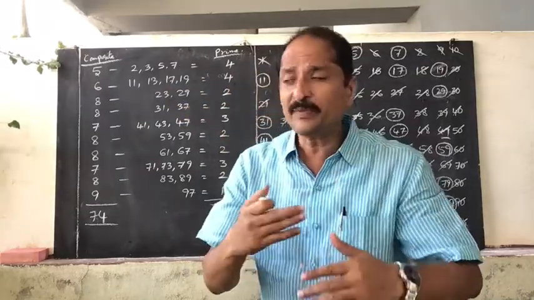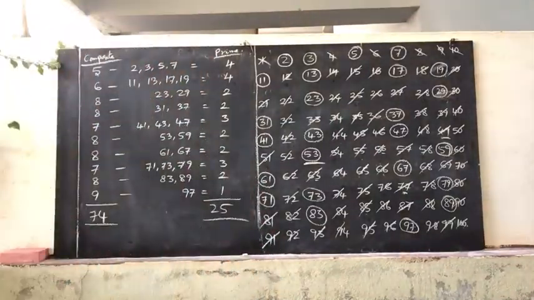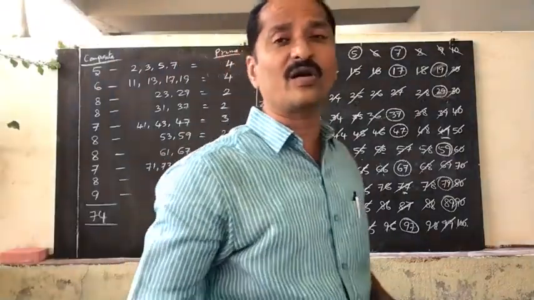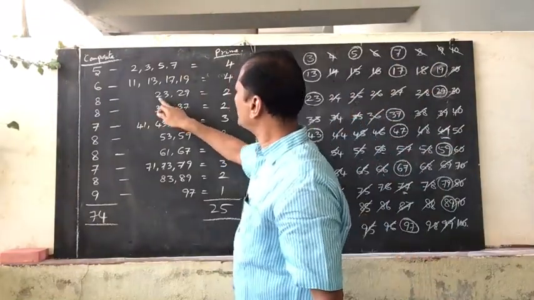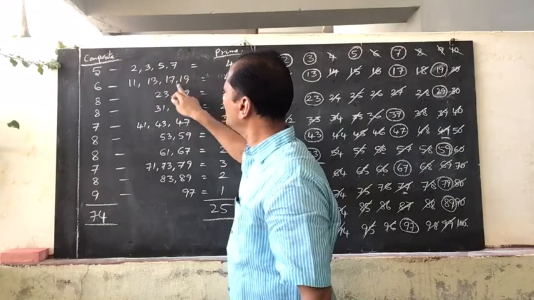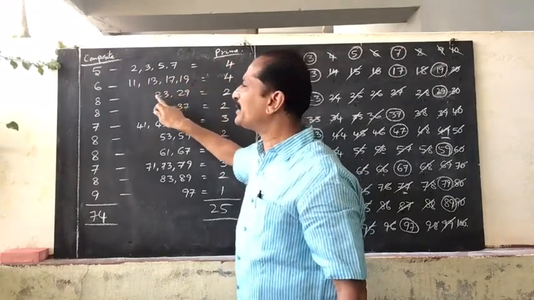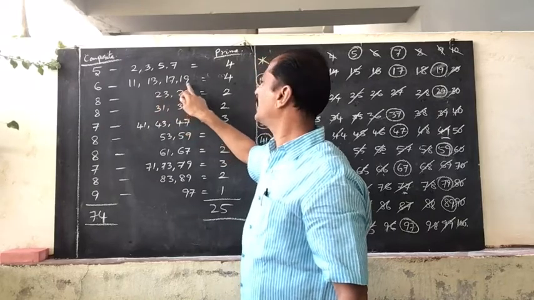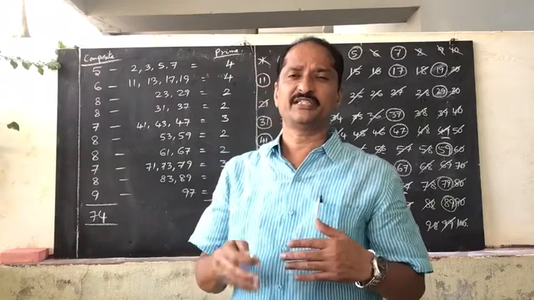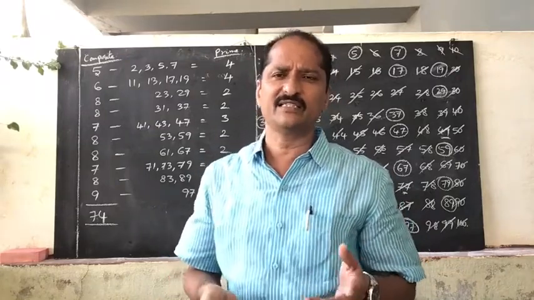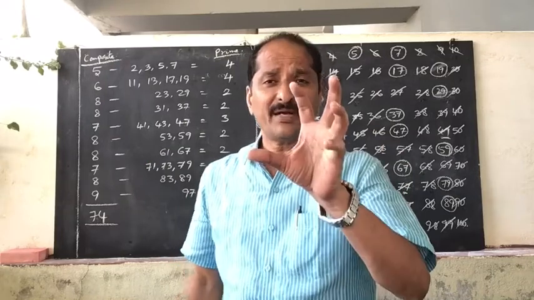The greatest prime less than 20. The greatest prime less than 20 means, among those less than 20, which is the greatest? What is there less than 20? All these are less than 20. Which is the biggest among all of them? 19. So the greatest prime less than 20 is 19. So like this, with the help of your teacher, you can get different questions and find out the solutions for this.